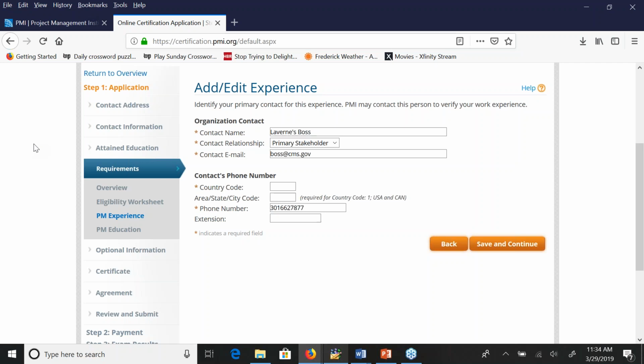The reason I say that is because if you get audited, they'll send you a copy of your application in a slightly reformatted way, and it'll say, here's your first work experience, here's your second work experience, here's your third work experience, and so on. And you'll take your first one and you'll go find your organizational contact. You'll walk up and you'll go, hey, Laverne's boss, I need you to look at this and sign it.